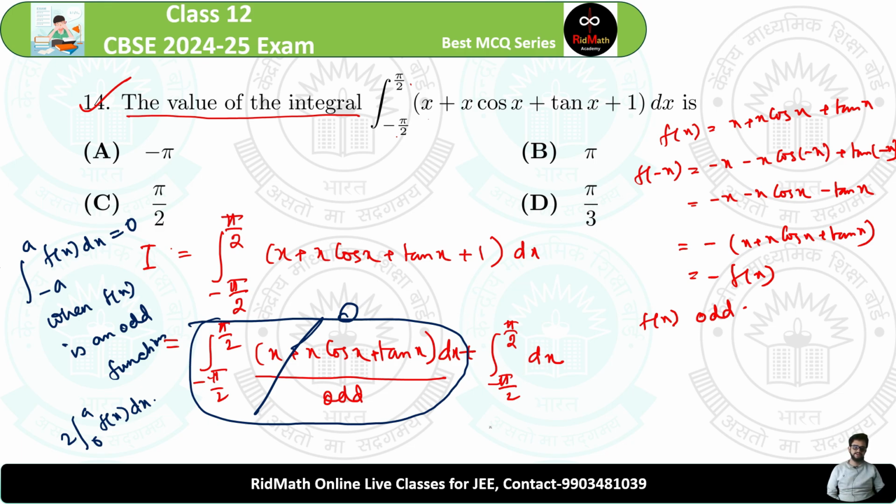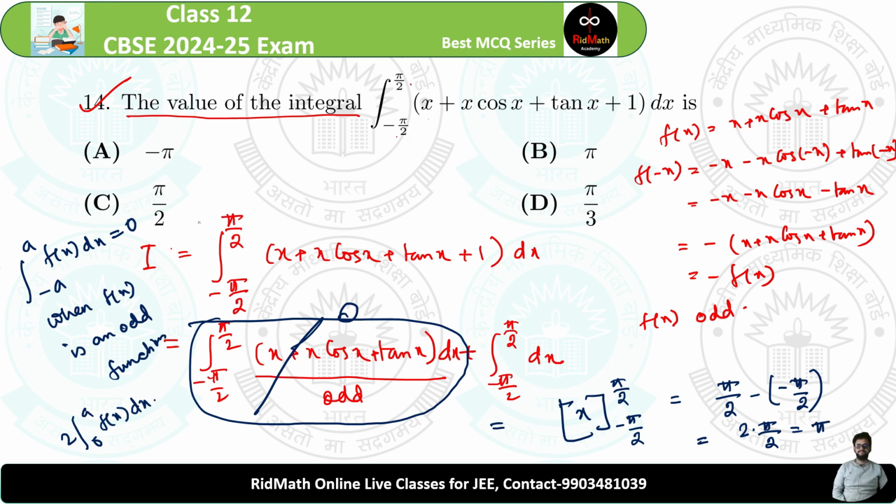Now the remaining integral: the integration of dx is x, and the upper limit is pi by 2 and the lower limit is minus pi by 2. Now this is pi by 2 minus minus pi by 2, which is equal to 2 into pi by 2, that means pi. So the answer is pi, that means option B is correct, pi.